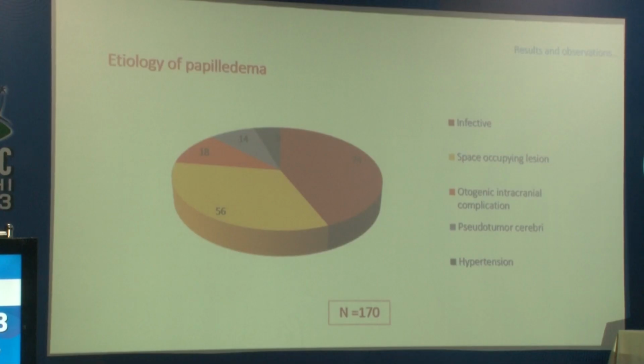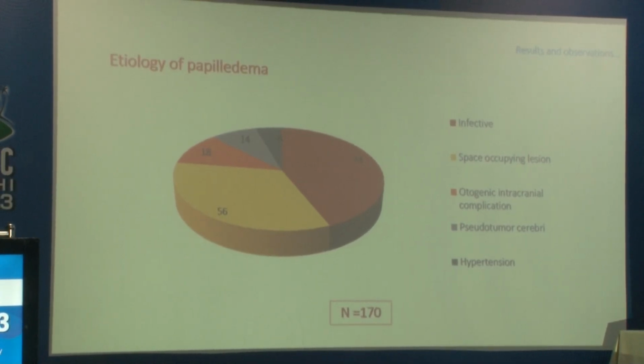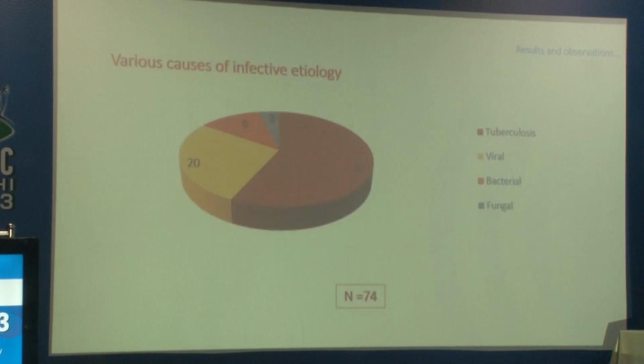The most common etiology of papilledema was found to be of infective origin, followed by space-occupying lesion. Otogenic intracranial complication, that is, intracranial complication arising from middle ear infection, was present in 18 cases. There were 14 cases of pseudotumor cerebri and 8 cases of hypertension. Among various causes of infective etiology, the most common was tuberculosis.